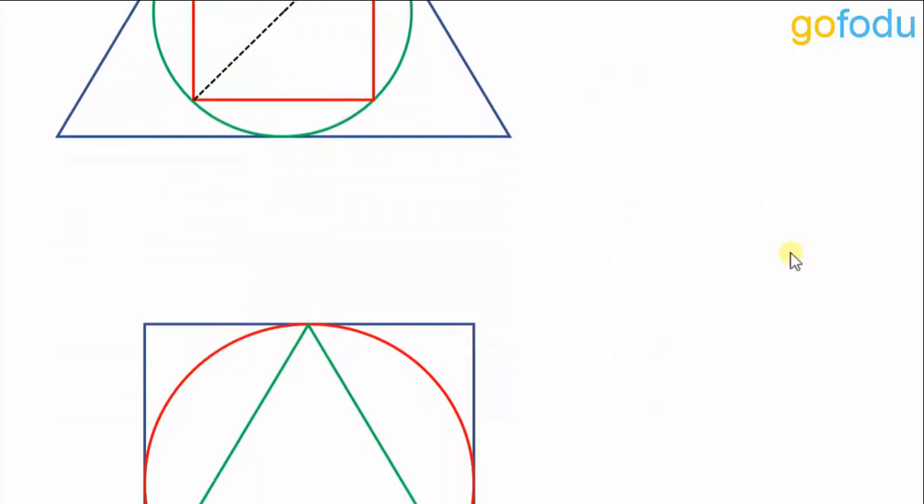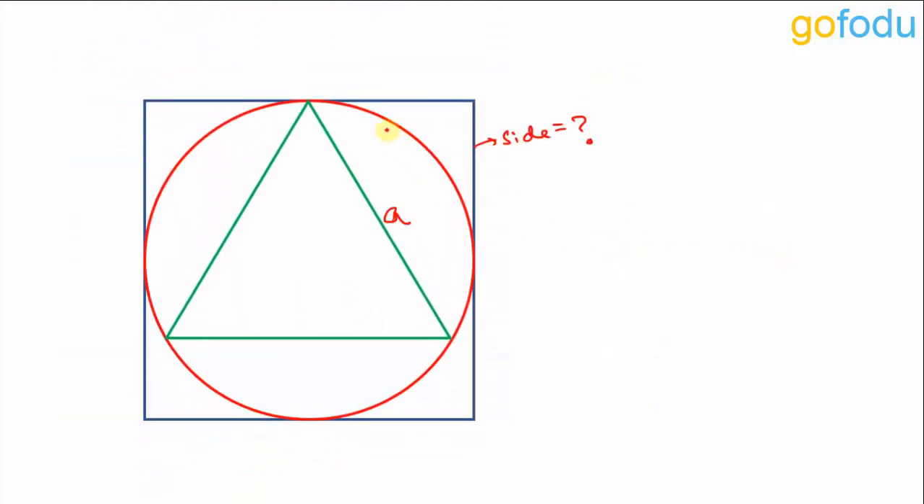Now in this question, this circle is not the incircle. This circle is the circumcircle of this triangle. And we know in case of an equilateral triangle, the circumradius is twice the inradius. So this circumradius will be 2 times the inradius. The inradius was A upon 2 root 3, so this time it would be A upon 2 root 3 into 2, that is A upon root 3.